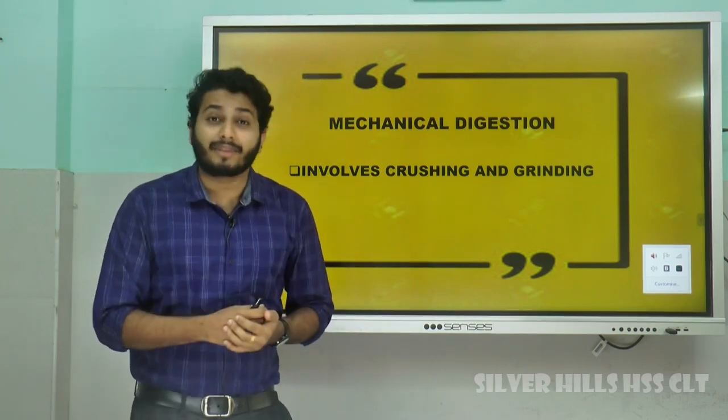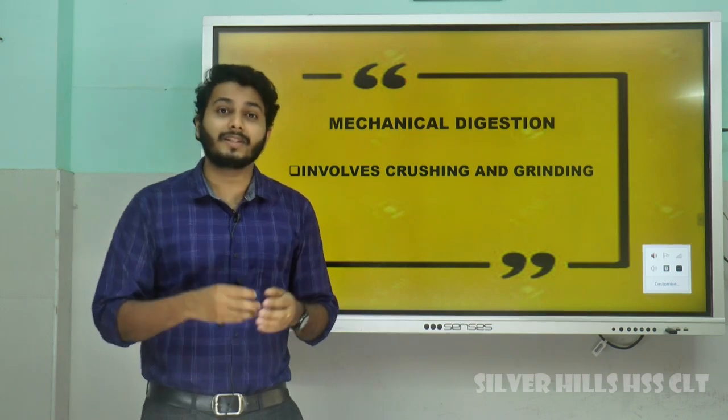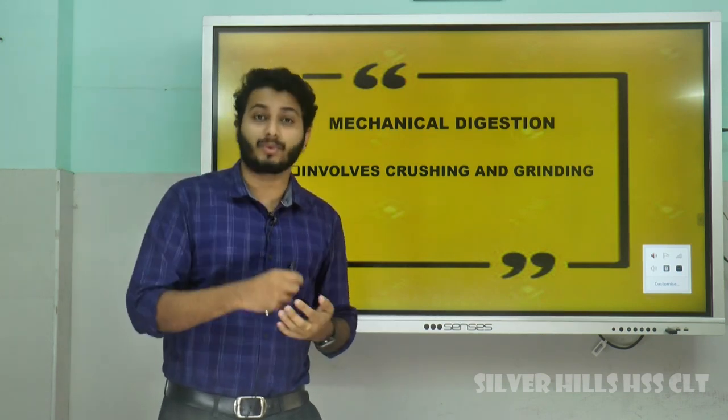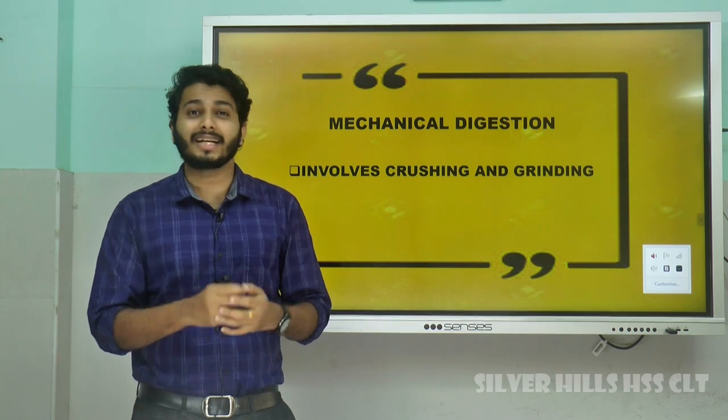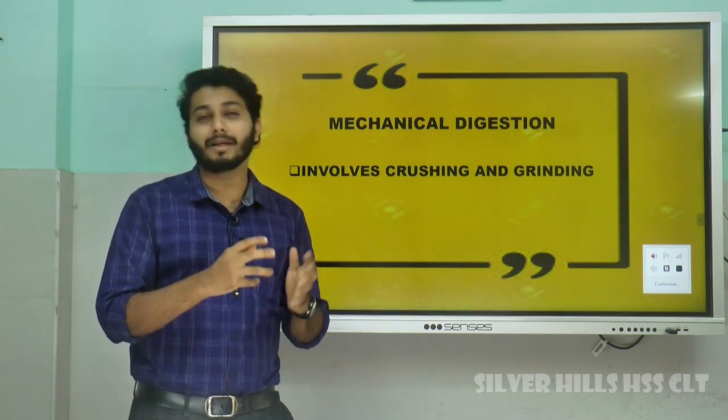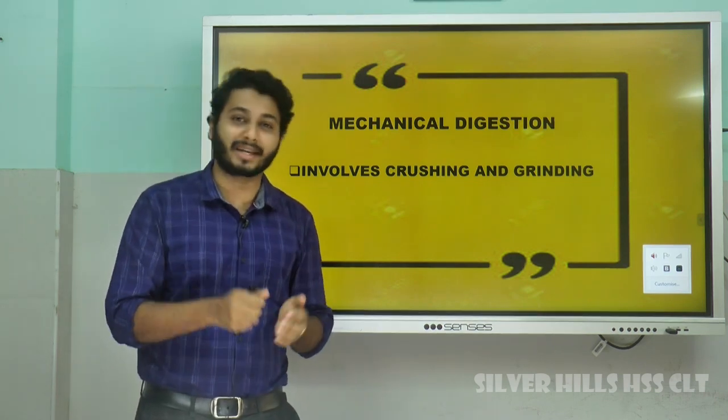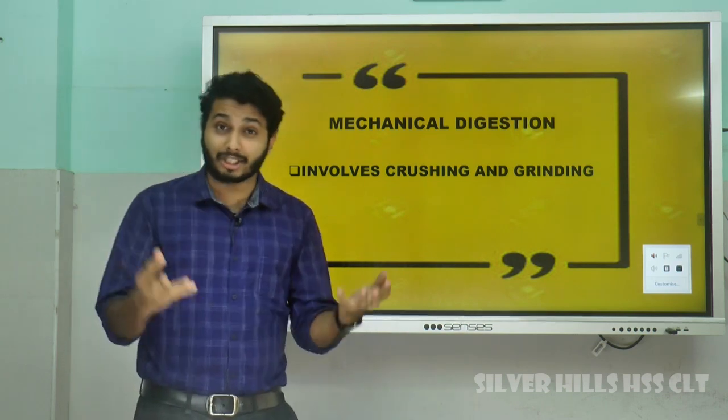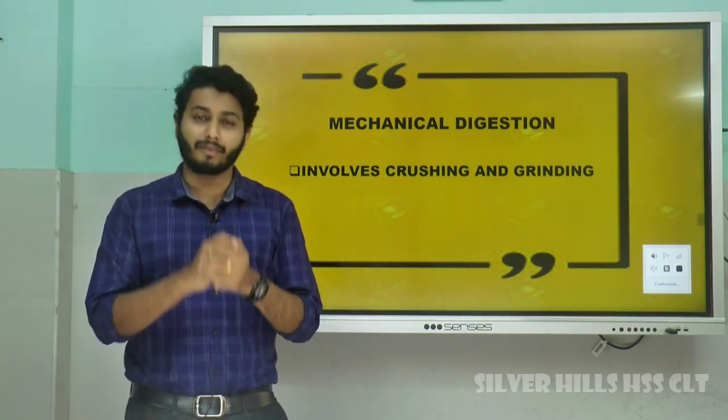Let me explain with the help of an example. The food materials are taken into our mouth. In the mouth, the teeth crush the food materials into simpler particles. That's an example of mechanical digestion. Here, crushing and grinding of the food is involved.